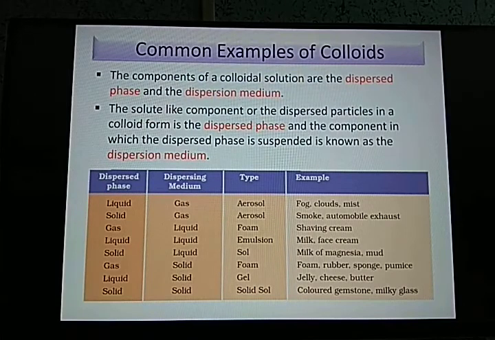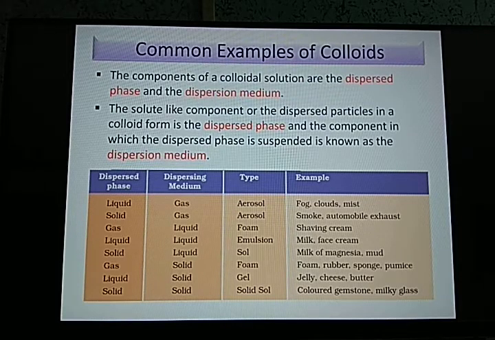If you see this table, if the dispersed phase is liquid and the dispersing medium is gas, that type of colloid is called aerosol. For example, fog, clouds, mist. Next, if the dispersed phase is solid and the dispersing medium is gas, that is also called aerosol. For example, smoke, automobile exhaust.